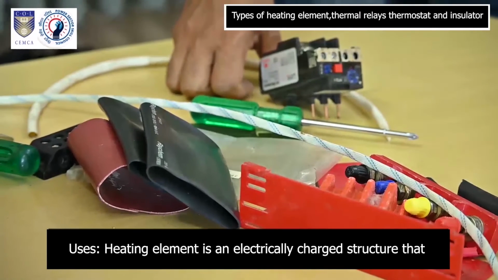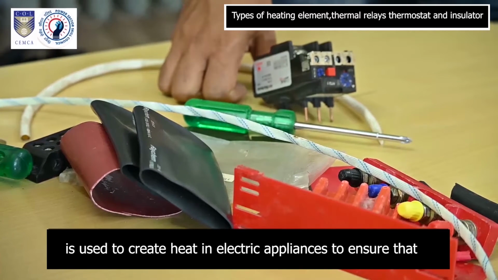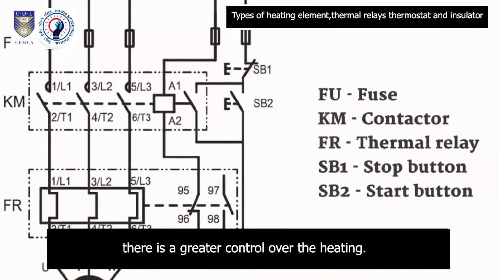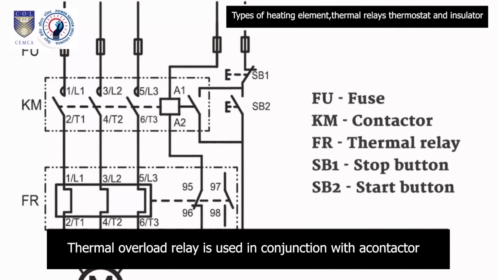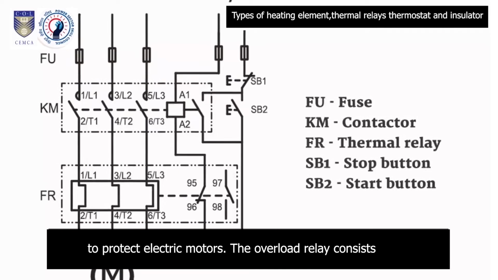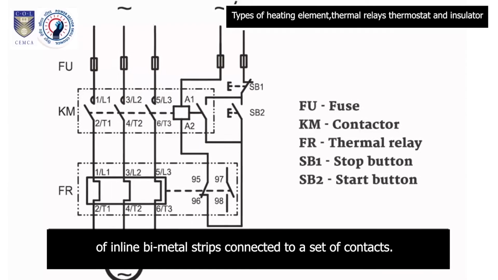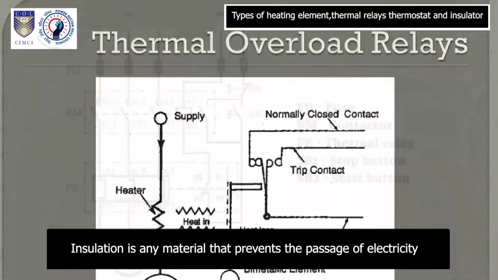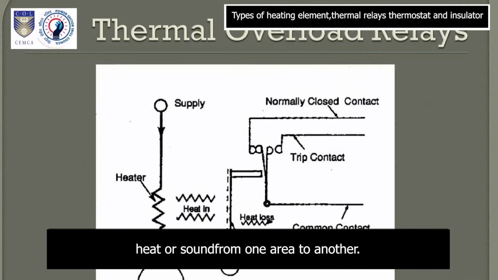Uses. Heating element is an electrically charged structure that is used to create heat in electric appliances to ensure that there is a greater control over the heating. Thermal overload relay is used in conjunction with a contactor to protect electric motors. The overload relay consists of inline bimetal strips connected to a set of contacts. Insulation is any material that prevents the passage of electricity, heat or sound from one area to another.